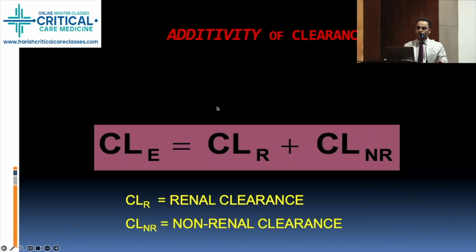So other than this, when we think about clearance, the first thing which comes into our mind is renal clearance. We have a non-renal clearance for certain drugs, like drugs that may get excreted in the bile.